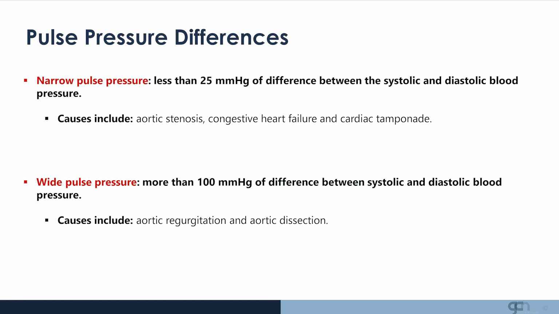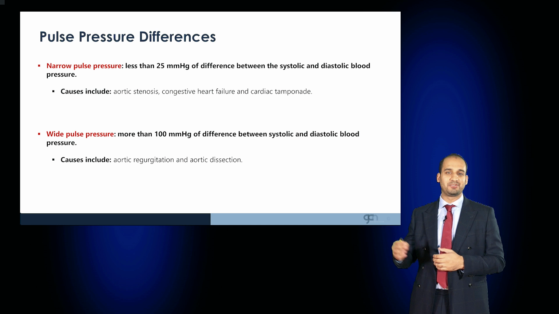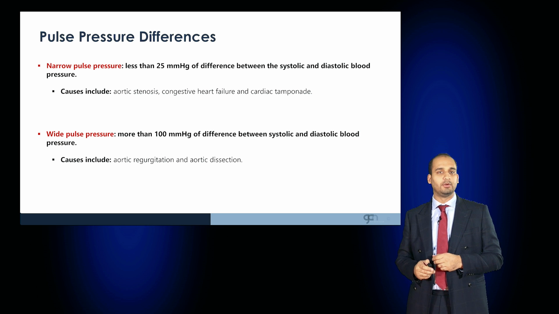whereas a wide pulse pressure, i.e. more than 100 millimeters of mercury difference between the systolic and the diastolic blood pressures, can be as a result of aortic regurgitation or dissection.